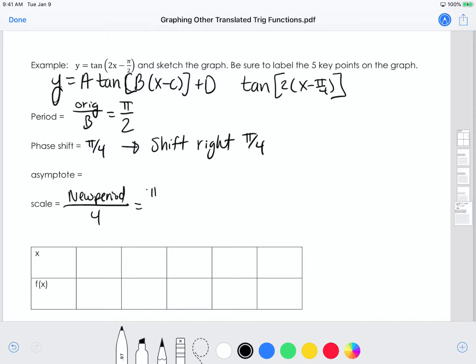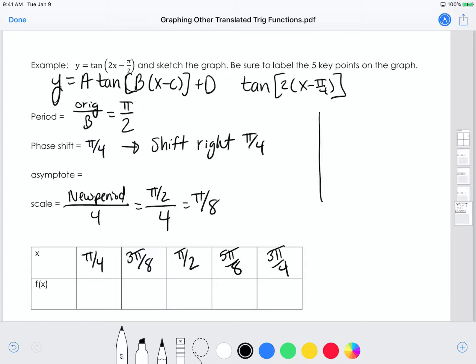So our new period is pi over 2, and when I divide that by 4, I'm going to scale this by pi over 8. So we're going to start at pi over 4, and we're going to keep adding pi over 8 to get our key points. So if I add pi over 8 to pi over 4, that's going to give me 3 pi over 8. Then if I add pi over 8 again, that's going to give me pi over 2. Then if I add pi over 8 again, that's going to give me 5 pi over 8. And then one more time would give me 3 pi over 4.